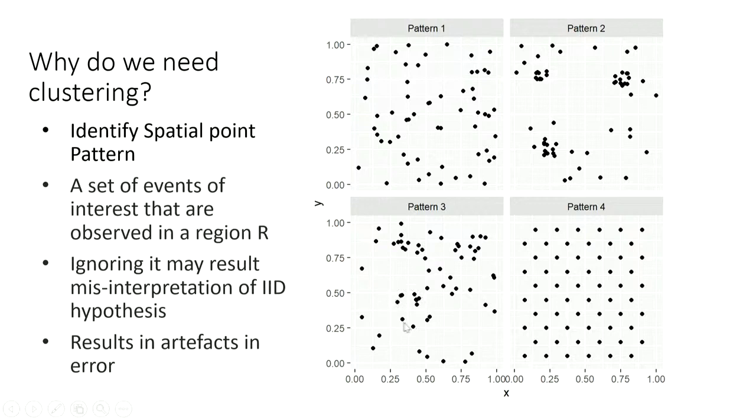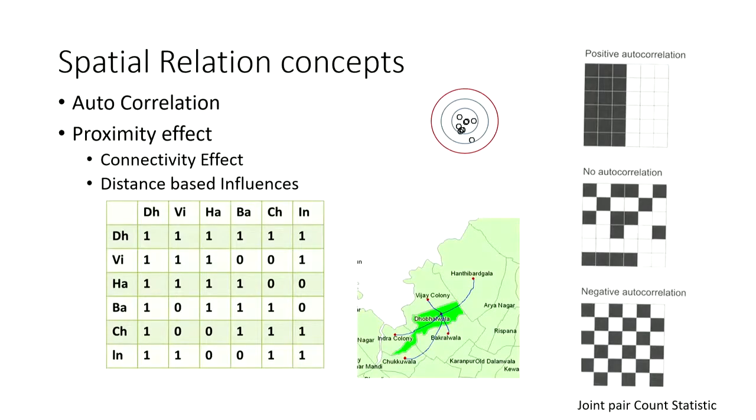But due to the spatial processes which link them, that assumption is violated, and due to that a lot of artifacts will be generated, and as a result there may be a lot of misinterpretation of different measurements. So we have to consider those factors while doing spatial modeling. So let's see what the different spatial relationships are which exist in spatial processes.